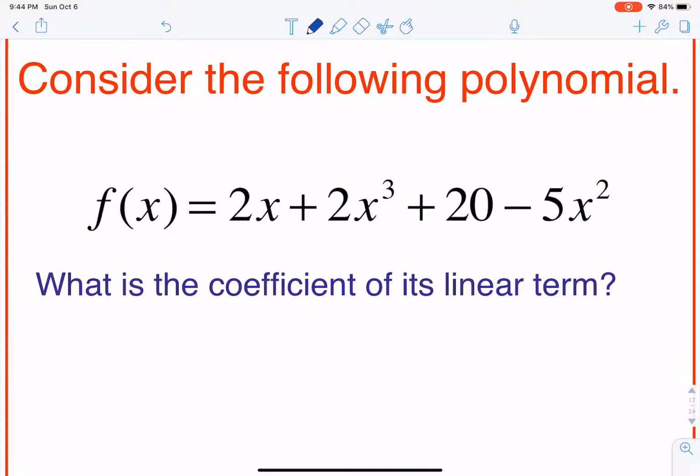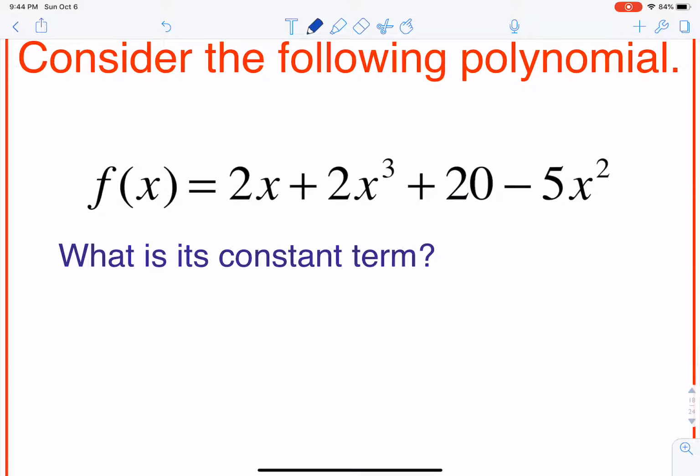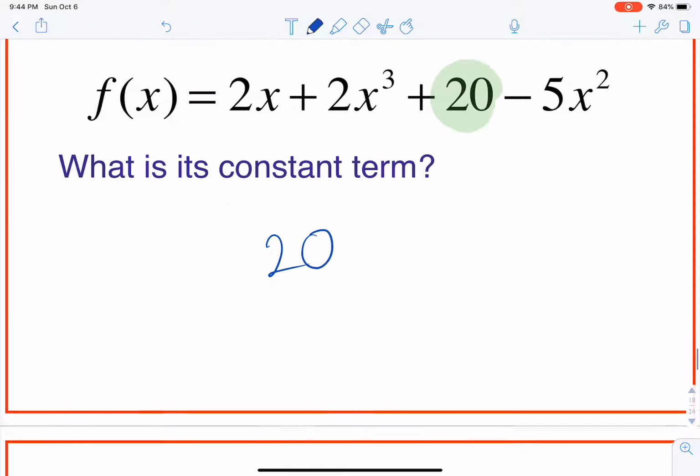What is the coefficient of its linear term? I would say this is my linear term, and the coefficient there is 2. What is the constant term? I would say this is my constant term. It's the term in the polynomial that isn't paired with any other variable. So my constant term is positive 20.